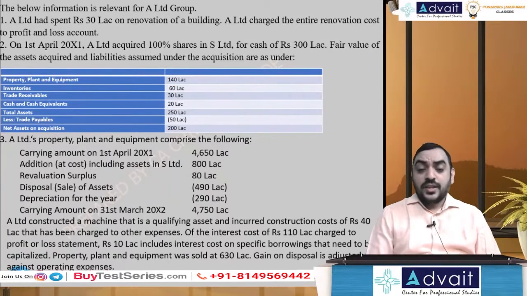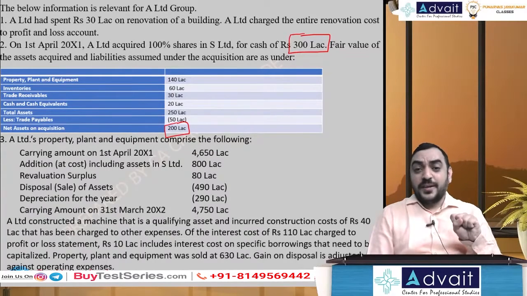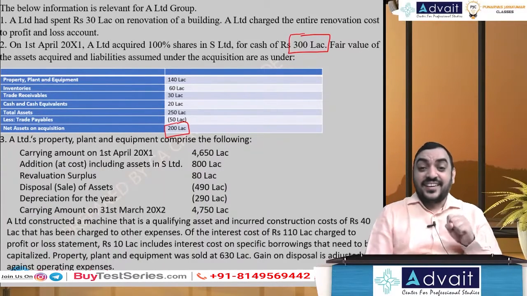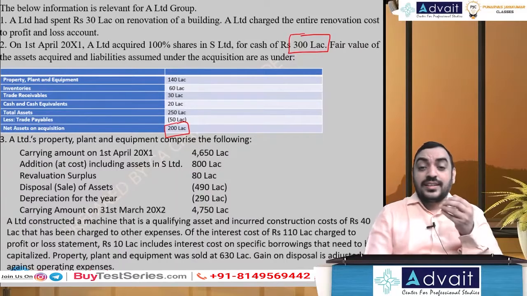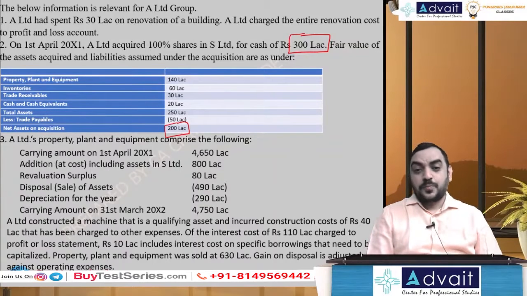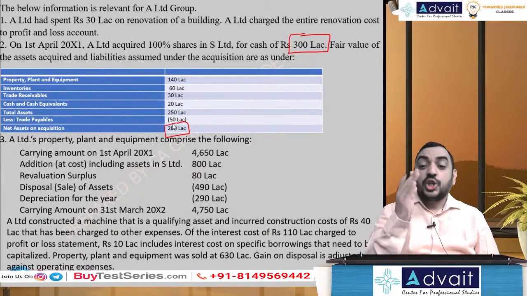Observe one thing, on 1st of April, at the beginning of the year, you acquired the company 100% for 300 lakhs and the net assets is 200 lakhs. What do you think is the difference? Net assets acquired 200, but you paid 300. Net assets taken over 200 lakhs. Purchase consideration 300 lakhs. The difference is called goodwill.